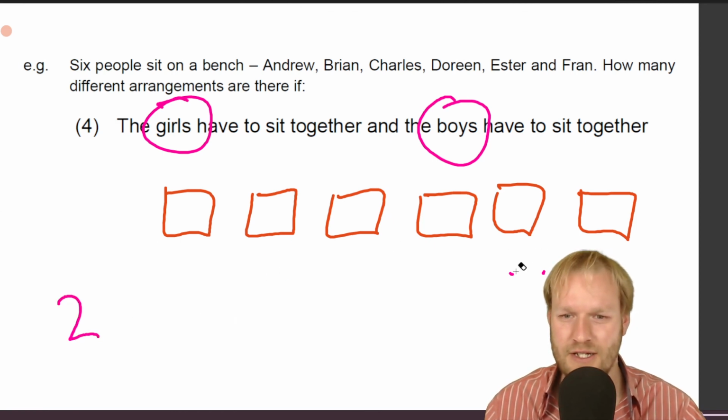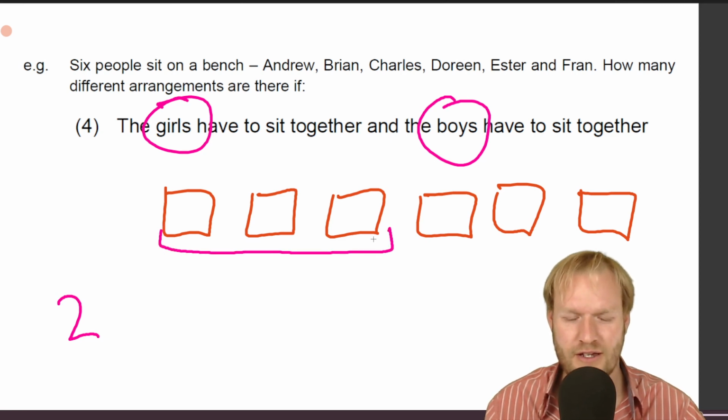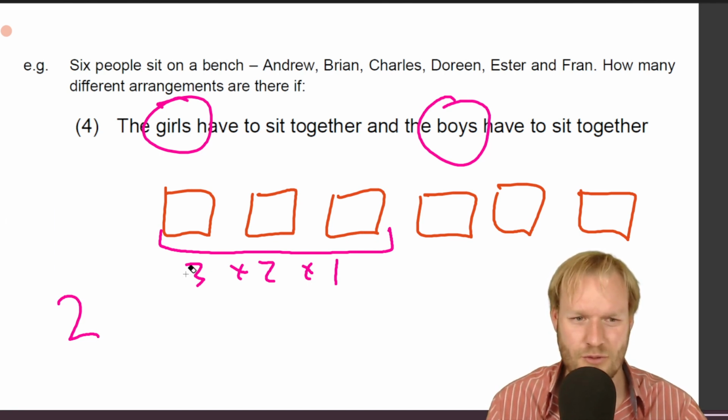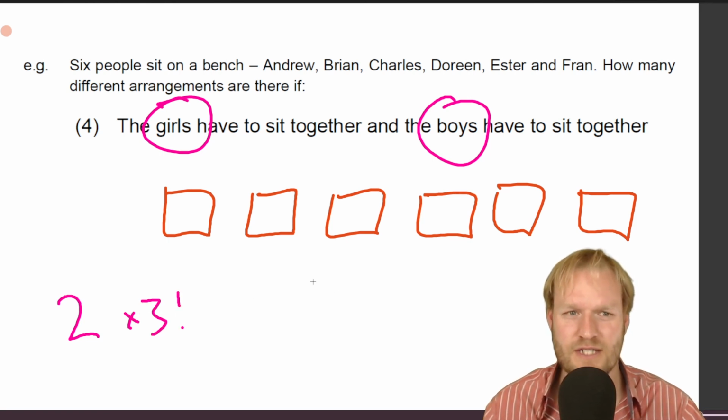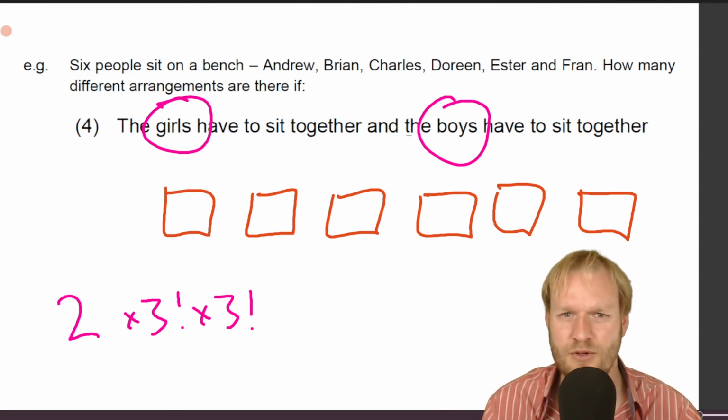Then we see how many different ways there are to seat the items within the groups. So we have to look at both the girls and the boys. If the girls are over there, it's a 3 times 2 times 1 scenario. These seem to come out quite a bit. So we've got 3 factorial ways of seating the girls. How many ways are there of seating the boys? Similarly, you're going to have 3 factorial ways of seating the boys. There are no items that were not within our groups.